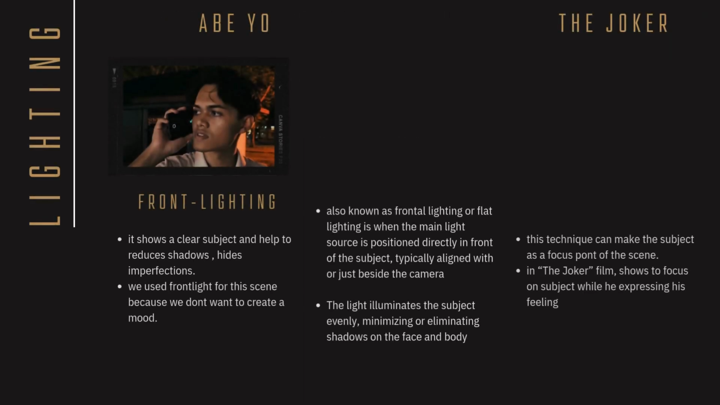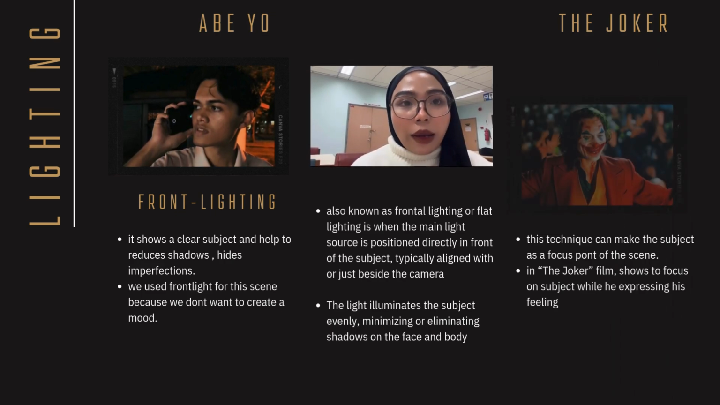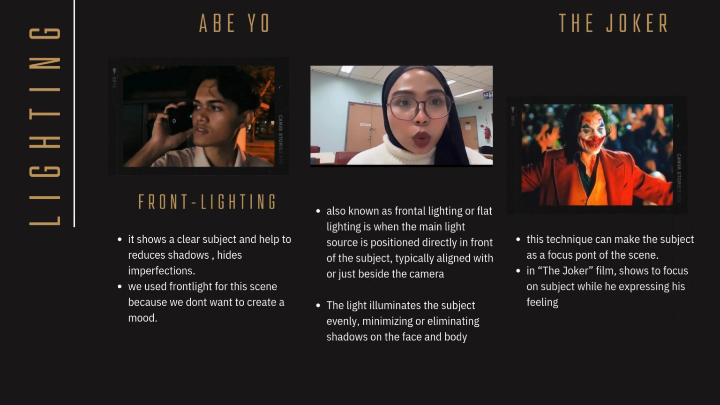The third lighting is front lighting. This happens when the main light shines directly on the subject. It minimizes the shadows on the face or the body. This technique helps to show a clear subject. It also doesn't show a mood. We use this technique to hide the imperfections of the subject. This technique can also help the subject to be the focus point of the scene.